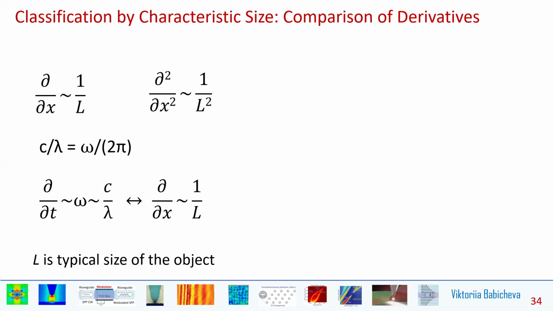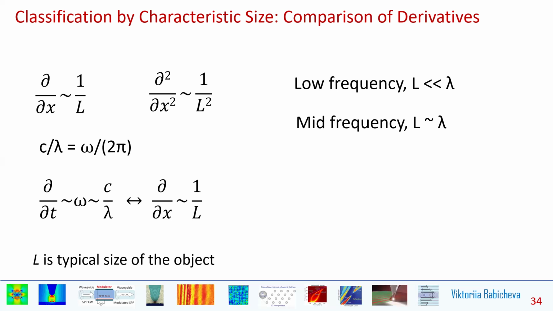Consequently, electromagnetic physics can be divided into the following three types. The low frequency regime is when the characteristic size is much less than lambda, the wavelength. When the object size is much less than the wavelength, the physics of the field around it is dominated by the fact that the space derivative is important compared to the time derivative. So the field physics is close to that of the static field.